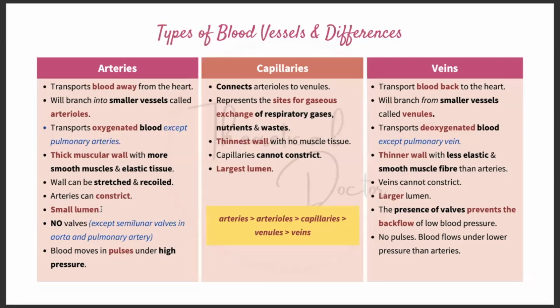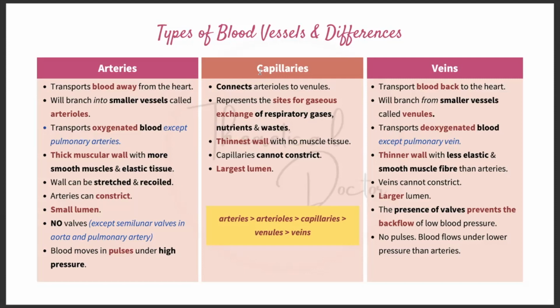In terms of the size of the lumen, it is small, and they have no valves except the semilunar valves in the aorta and pulmonary artery, only those places. Otherwise, generally, arteries do not have valves. The blood in the arteries does not move continuously, it actually moves in pulses under high pressure. So after arteries, they will branch into arterioles. Then you have the capillaries.